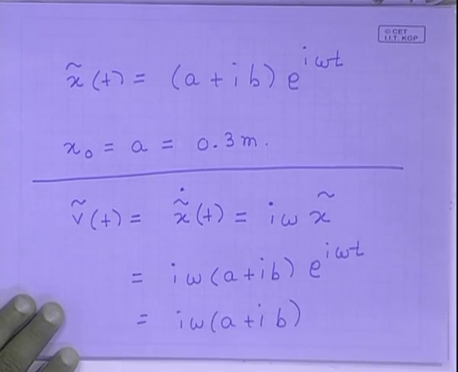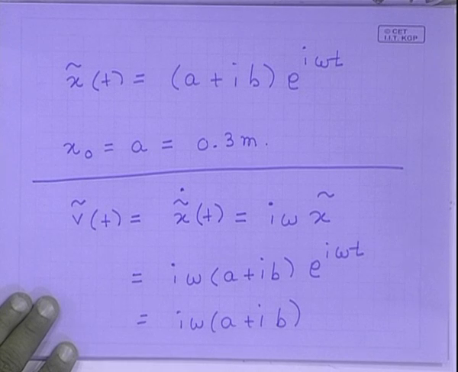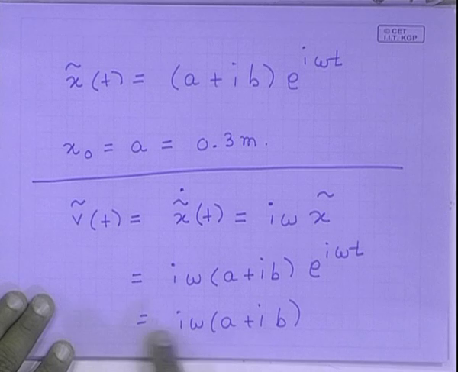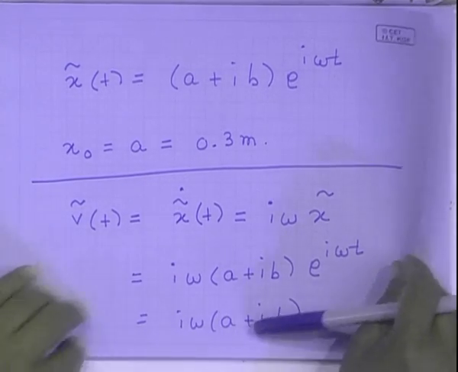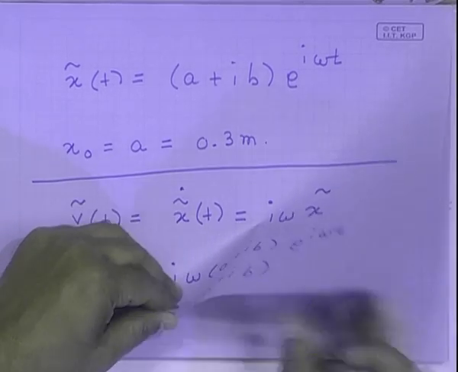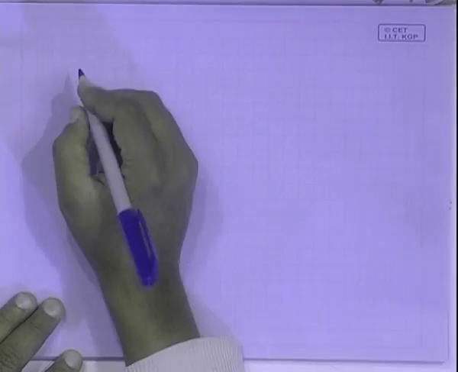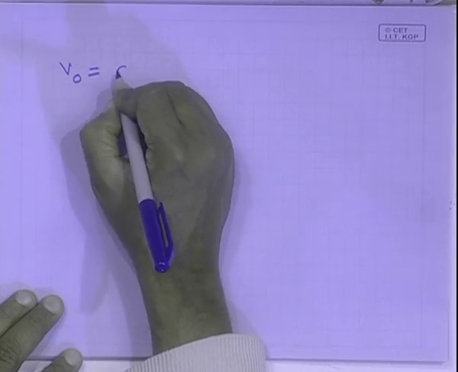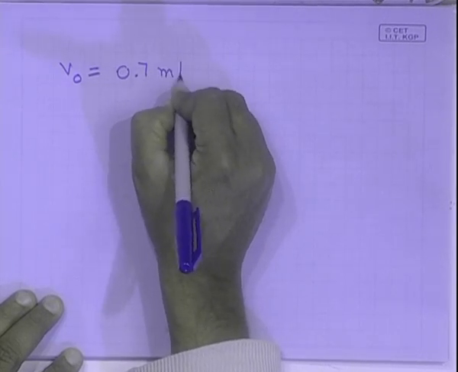And we have to take out only the real part of this. The real part is the physical quantity corresponding to the velocity. The real part is minus omega into b. So, the velocity at t equal to 0 is minus omega into b, and we are told that this has a value 0.7 meters per second.